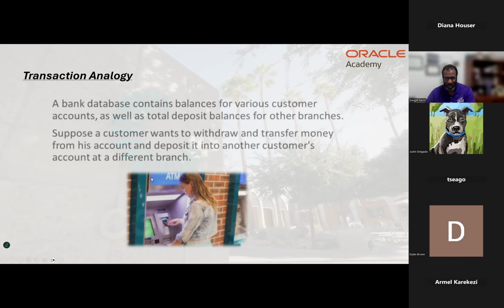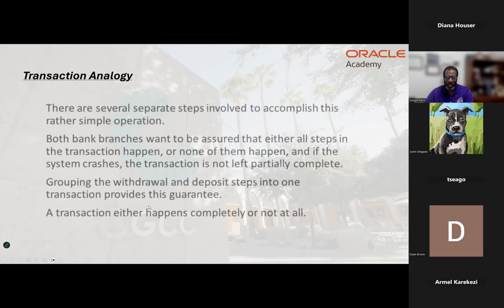So if we get back to our banking example, a bank database contains balances for various customer accounts, as well as total deposits for other branches. Yeah, that's key. So it's all tied into one big database, or one instance that can be accessible, whether it's a view or whatever. So suppose a customer wants to withdraw and transfer money from his account and deposit it into another customer's account at a different branch. Well, we can do that. There are several steps. I'm not going to highlight all the particular steps, but we've all been to the bank. Even some of the smaller banks have several branches.